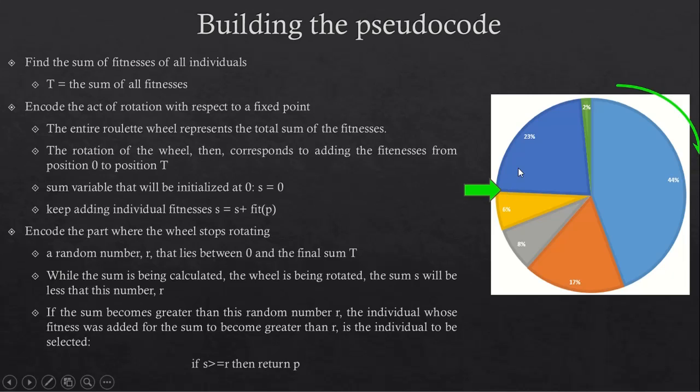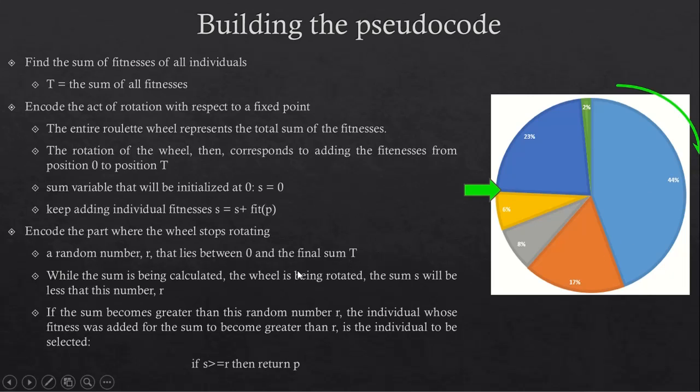Now, we need to encode the part that involves the randomness. In the entire rotation, or in the entire process of summation of fitnesses, where does the wheel stop rotating? Where does the process of summation stop? We have to select a number that acts as a pointer. This has to be a random number because the wheel has to stop randomly. Let us call this random number r. The value of r should lie between 0 and the final sum T. The process of summation or rotation must stop in between these values 0 and T.